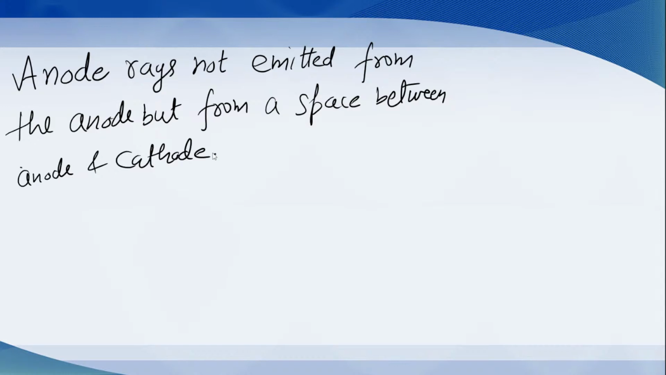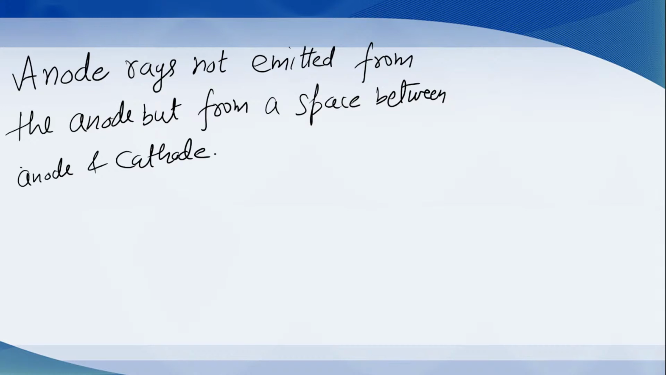So if the gas inside the discharge tube is hydrogen, then the anode rays are actually protons. These are the lightest positive particles, and they are known as protons.